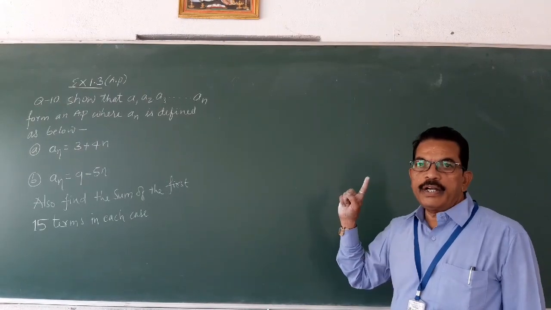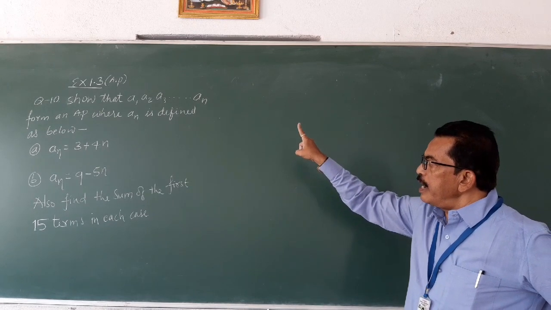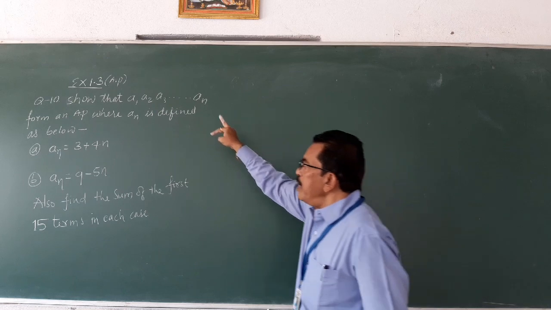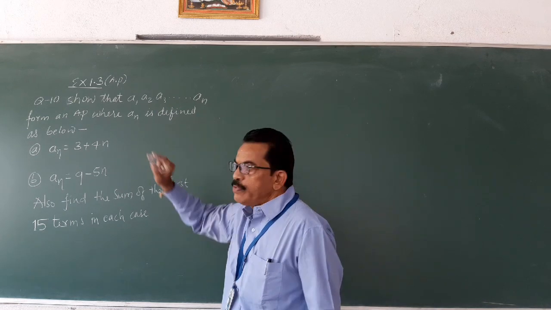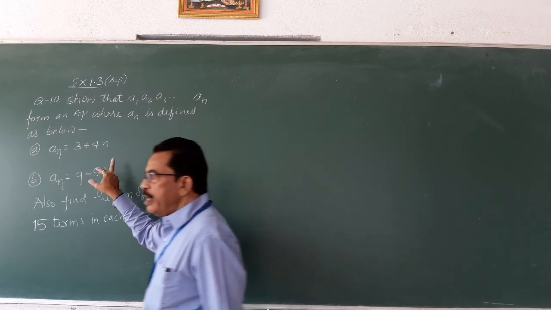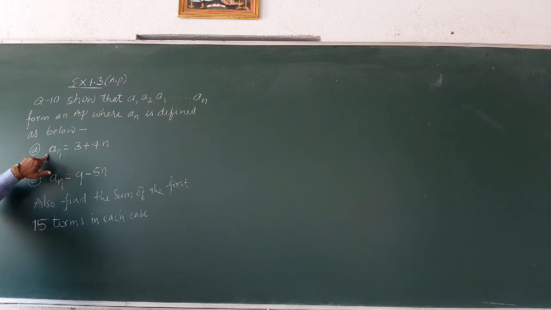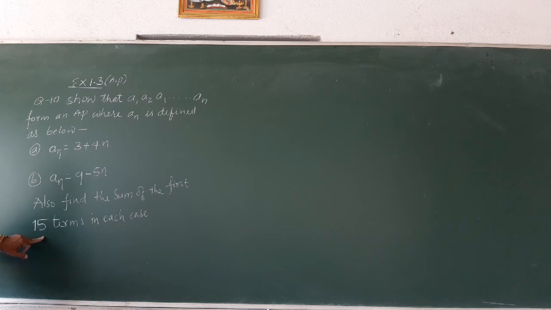This one is the 10th one. Show that a1, a2, a3, an is the format of an AP. Form an AP where an is defined as below. They have given two questions. an equals 3 plus 4n. Utilizing this, we have to form the AP. Then after finding the APs, we have to find the sum of the first 15 terms in each case.